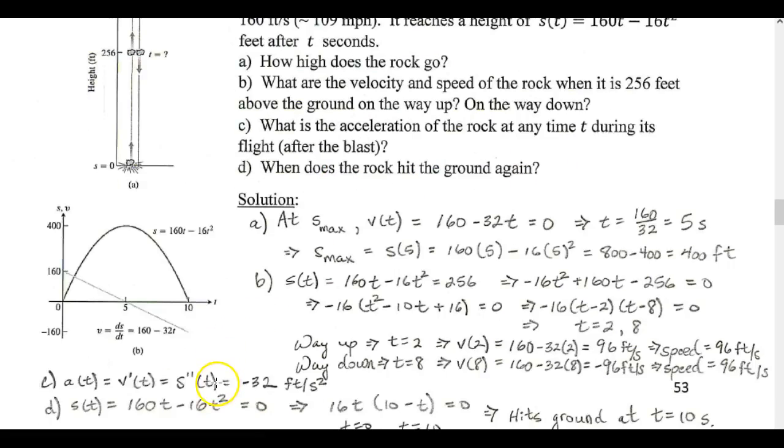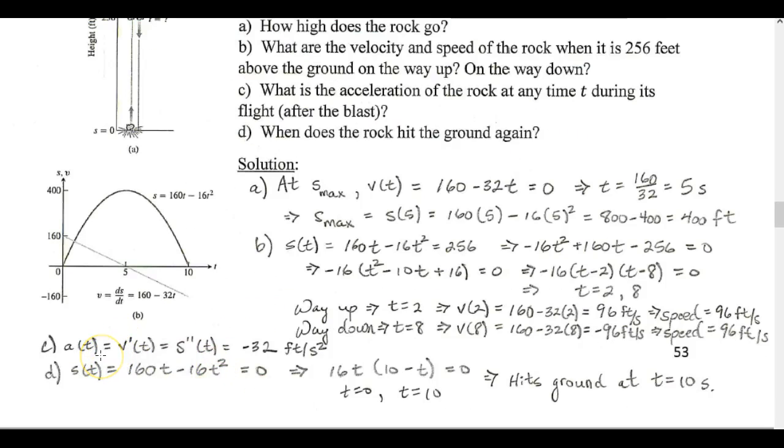All right, what is the acceleration of the rock at any time t during its flight? Acceleration, that's the derivative of velocity, or the second derivative of position, just to remind you. So I go back to my velocity function. The derivative of this is simple. Derivative of 160 is 0. Derivative of minus 32t is minus 32. So the acceleration is minus 32 feet per second squared, which makes sense because that's our gravitational constant.